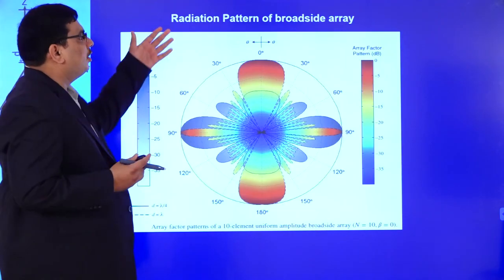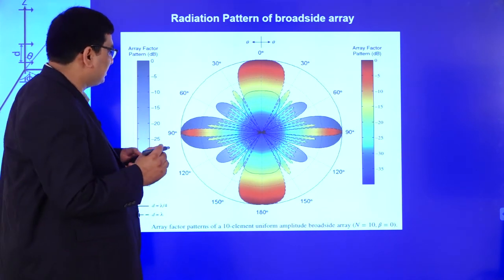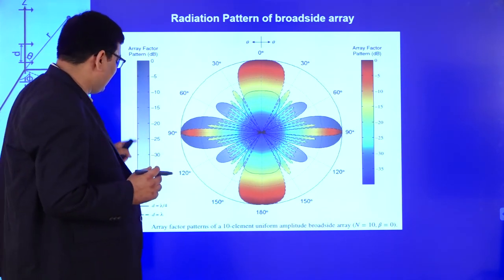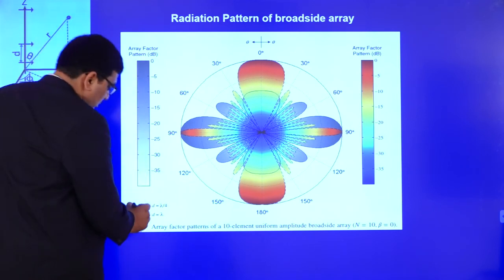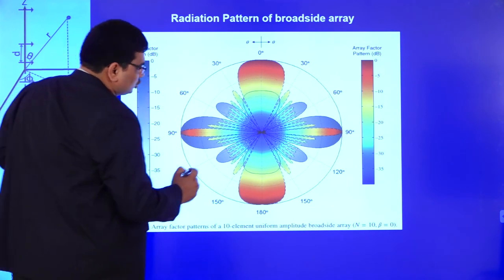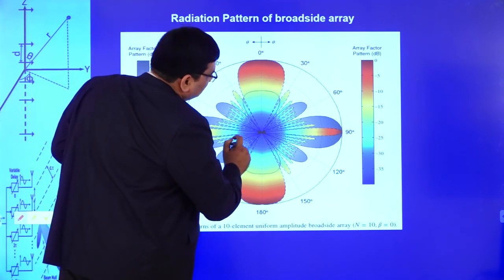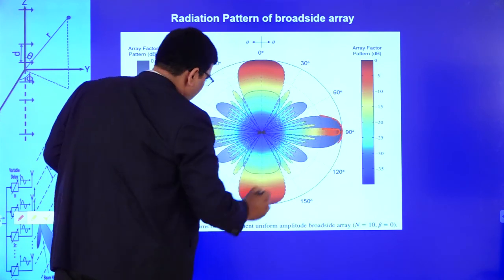So this is the radiation pattern of a broadside array. Here, for different lengths, patterns are given. One is shown with a dark thick line, and the others with dotted lines. So this is the thick line and this is the dotted line.